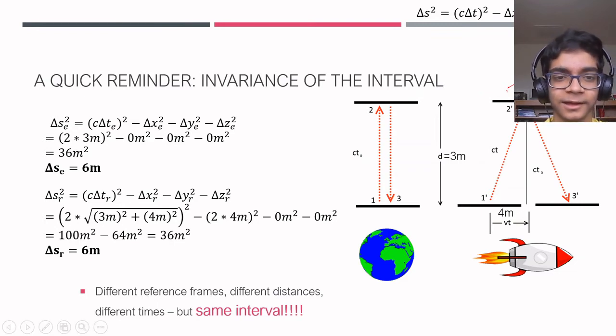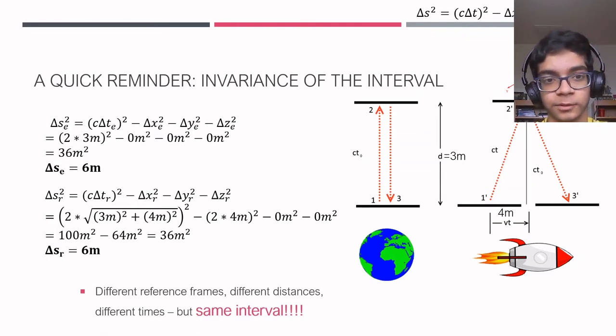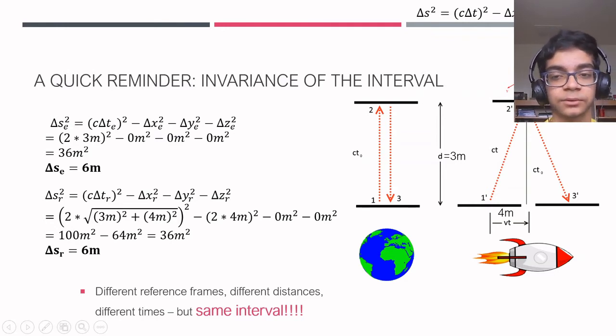So if we plug that into our interval formula for the rocket, and then subtract from that the distance that the rocket has moved in our little delta x term, and that is going to be, well, the rocket's moved 4 meters each time the light bounces from bottom to top, so that means that the rocket's moved 8 meters, and again, this simplifies to 2 times 5, which is 10. So then we get 100 square meters minus 64 square meters, that's 36 meters squared, and if we take the square root of that, we get the space-time interval for the rocket frame is 6 meters as well. So, what does this mean?